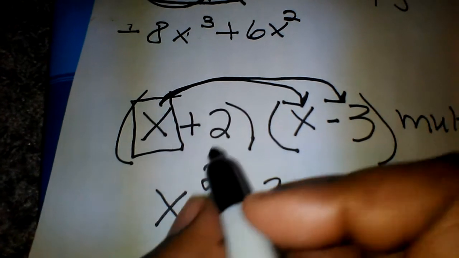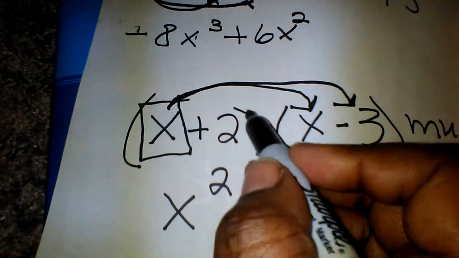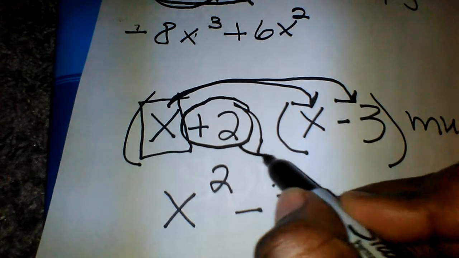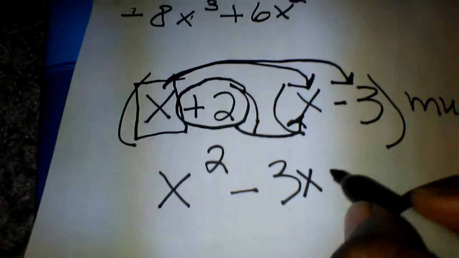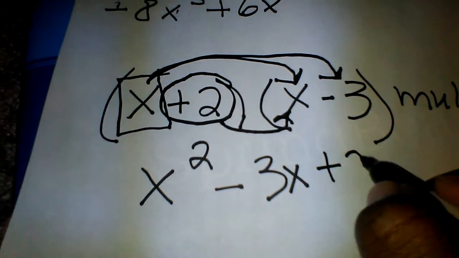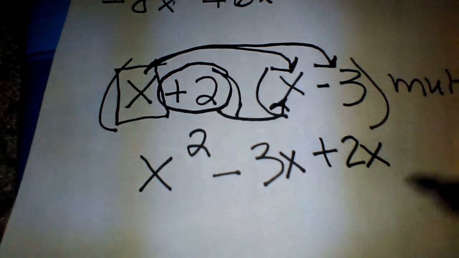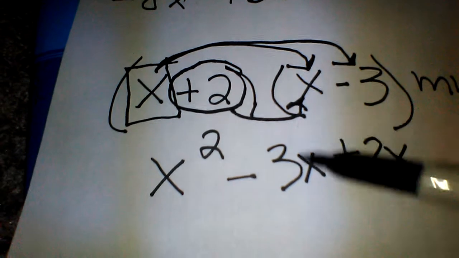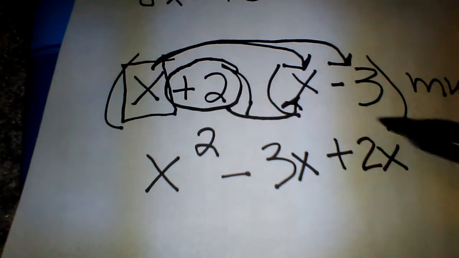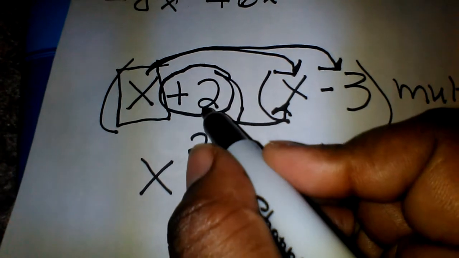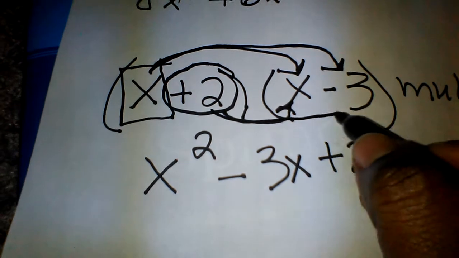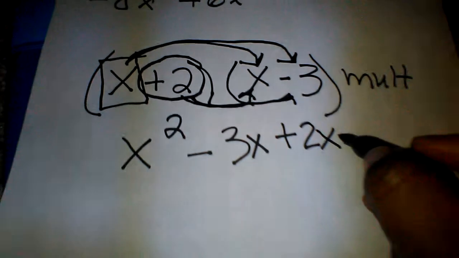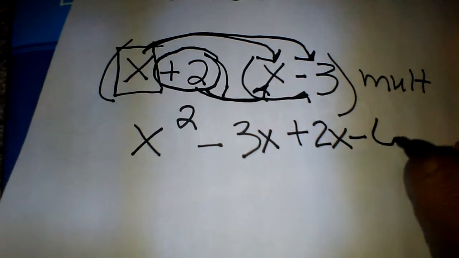Then again, I have to go back to my first set, and I'm going to grab this positive 2 and multiply it by x. So that gives me plus 2x. And if you're wondering, well, why is that? Remember, a number and a letter that are multiplied, there's nothing I can do but bring them down. That's why it's 3x, and that's why it's 2x. And then I'm going to take this positive 2 and multiply it by negative 3. Positive times a negative would give me a negative 6.